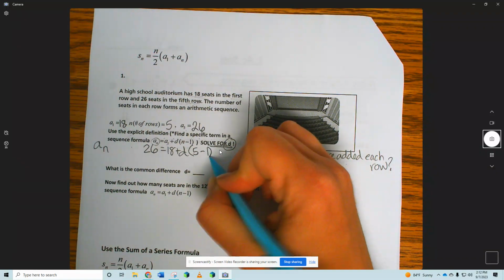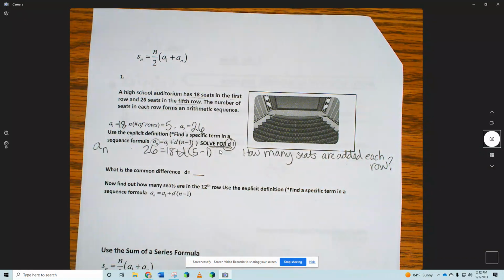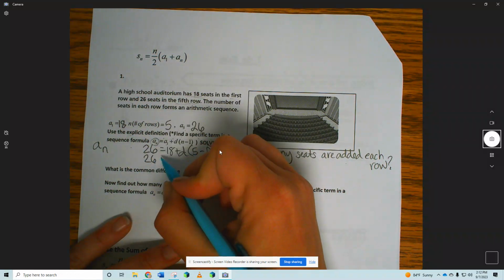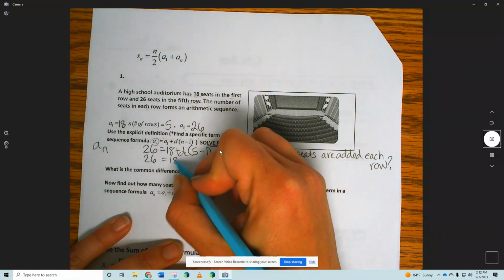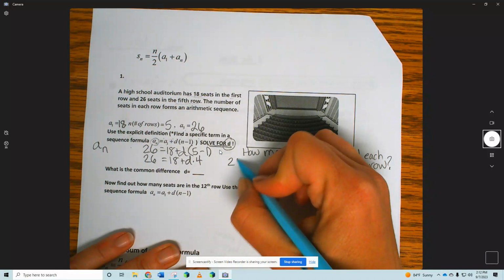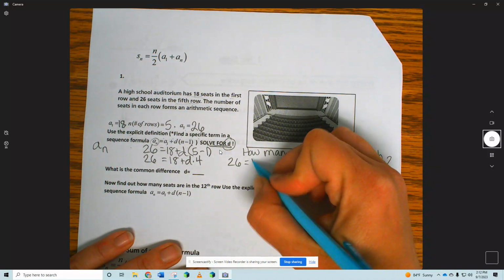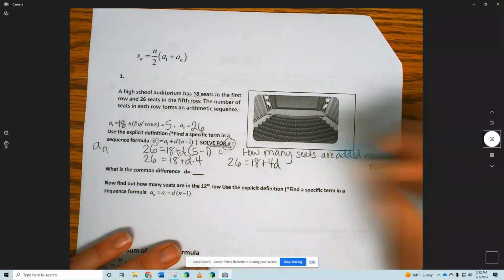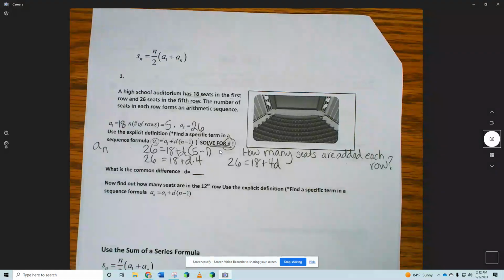5 minus 1. Okay, so this is going to be, we need more space, but 26 equals 18 plus D times 4. I can't write D4. 18 plus, how about 4D? Now solve that. That's just a 2-step equation. Solve for D right here. What would you move first and what would you move second?